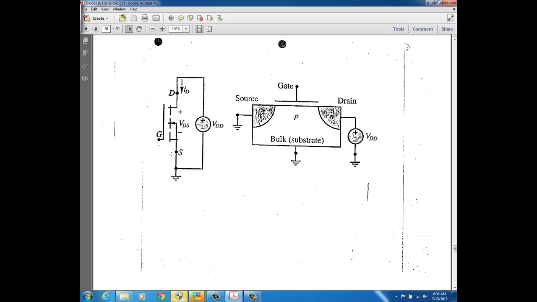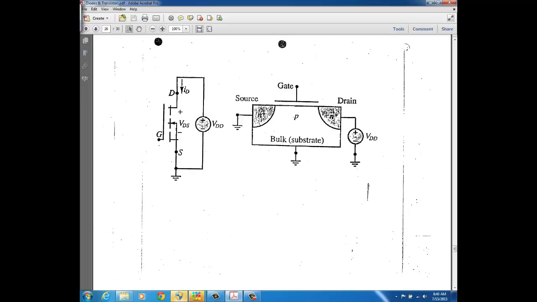Remember, with the BJT, you have emitter base collector. With FETs, you have a source lead, that's the S, a gate lead, that's the G, and a drain lead, that's the D. So this is just the circuit symbol for the enhancement mode MOSFET. And then this is the N-channel MOSFET, again, the arrow pointing in.